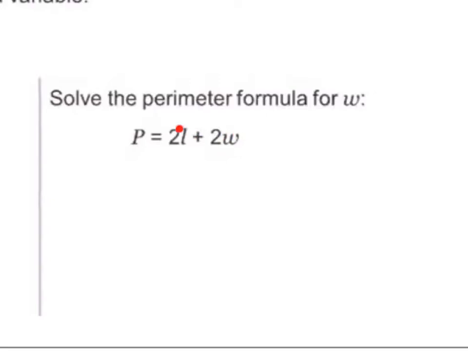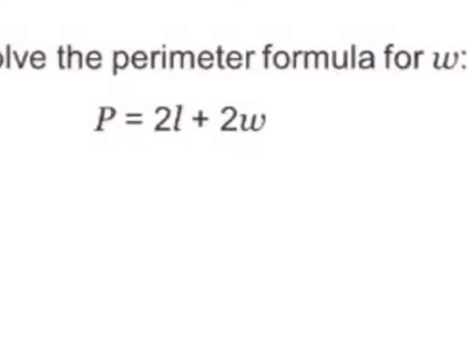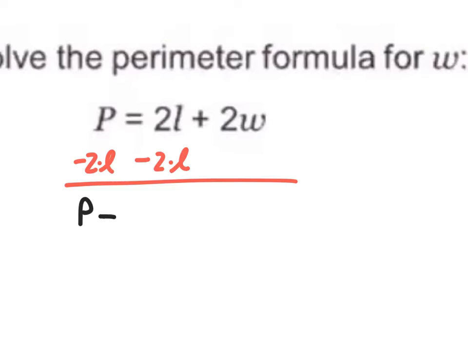So I'm going to move everything else over except for my w. Now I'm going to zoom in here. The first thing I'm going to do is subtract 2 times l. So then I get p minus 2 times l. Now, I can't combine these. These are not like terms, so I have to write it as the difference of two numbers, and this is equal to 2 times w.